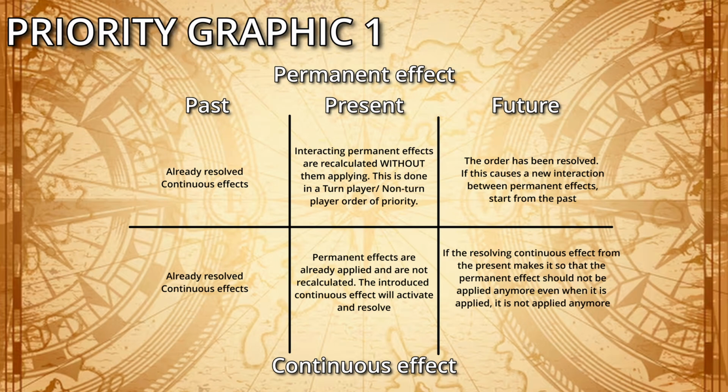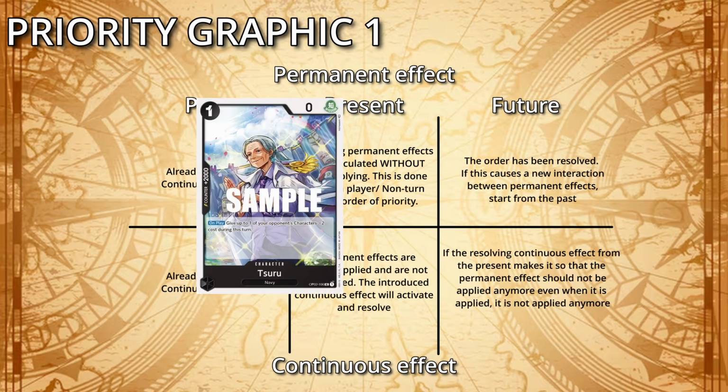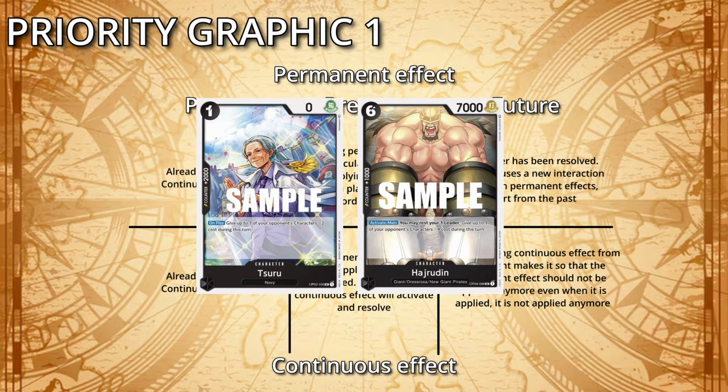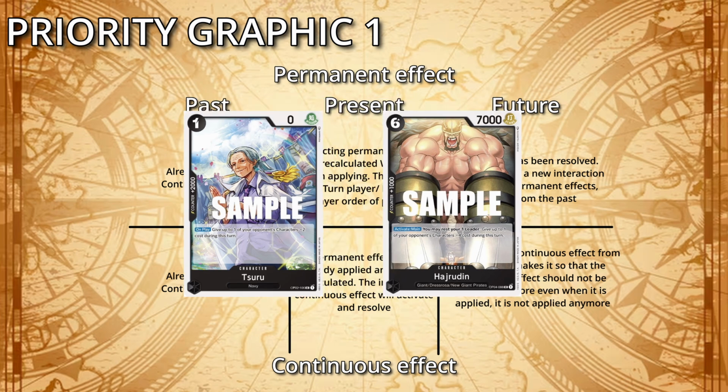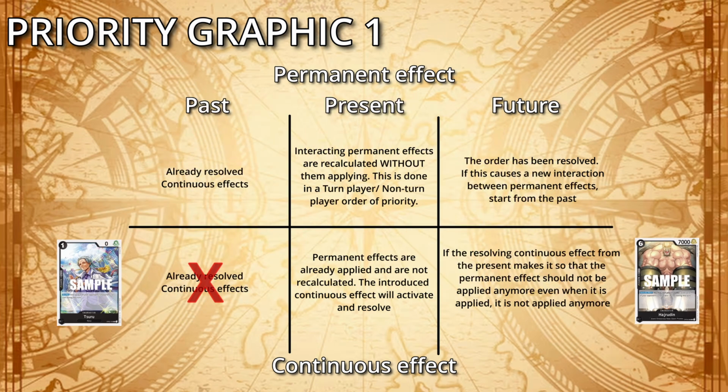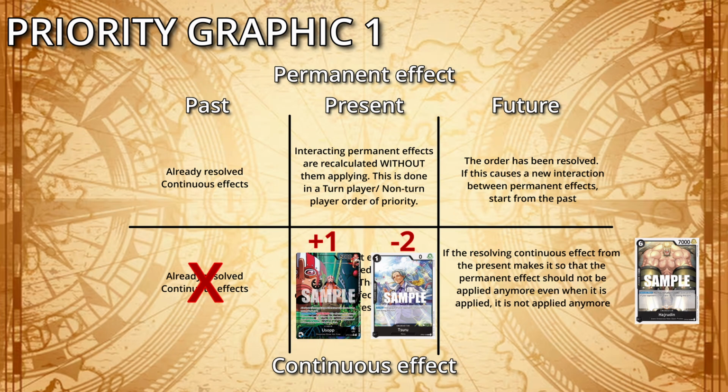Let's first start with Tsuru, who targets a 6-cost Dressrosa character, much like Hydrogen. As Tsuru is a continuous auto effect, we take the bottom half of the system and go from there. First, the past. There are no already resolved continuous effects, so we can ignore that. Next, the present. There is no form of recalculation, so Usopp is already active, making Hydrogen a 7-cost and is then reduced by Tsuru to 5. Then the future, the outcome is that it remains a 5-cost and Usopp is still applicable.